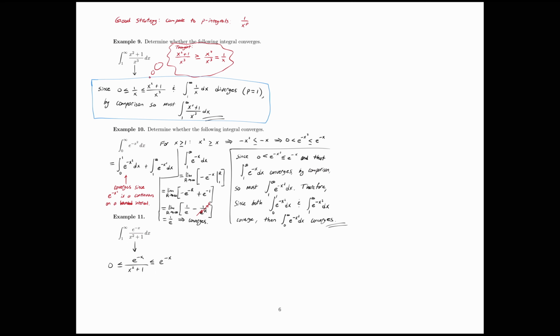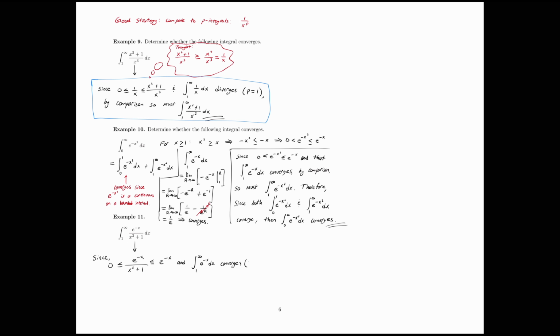So then, this is the integral we're trying to figure out. So that means we should figure out what the integral of this function does. Does it converge or diverge? Well, we know, let's go ahead and write this out. Since this inequality holds, and the integral from 1 to infinity of e to the negative x dx converges.